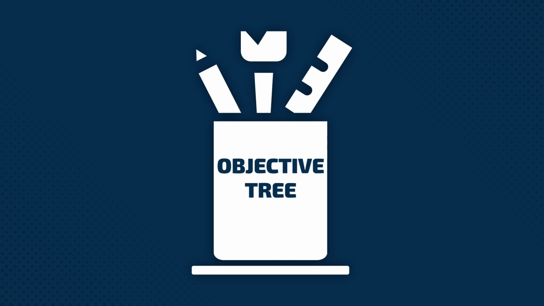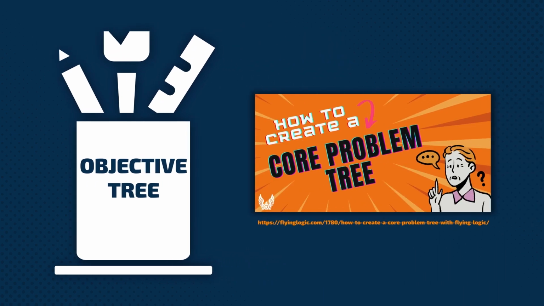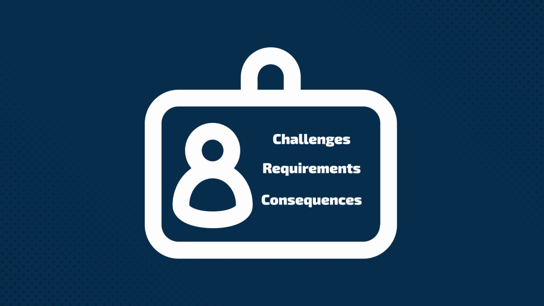Objective trees are helpful tools to use when finding the solution to a problem. They are most efficiently used alongside a core problem tree as a way to analyze solutions. This tree provides a structure to identify the challenges, requirements, and potential consequences of a given solution.